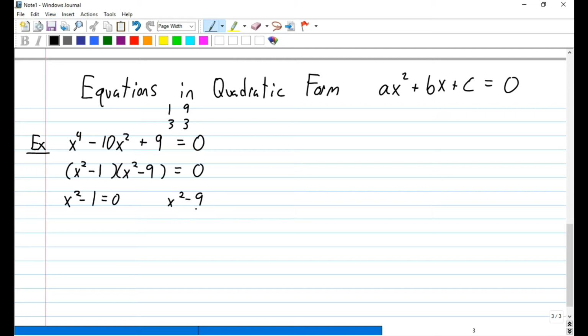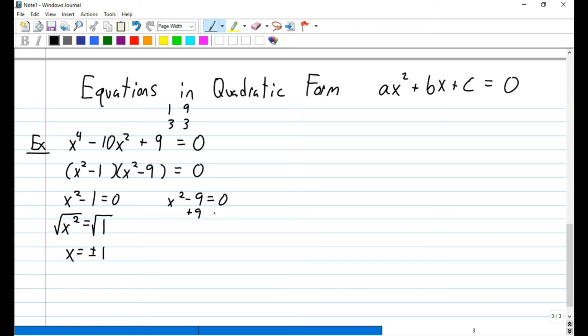Now we can use the square root property, or the square root method, to solve these. That's the fastest way. So x squared equals, when you move the 1 over, it becomes a positive 1. Take the square root of both sides. X equals plus or minus the square root of 1, which is 1.